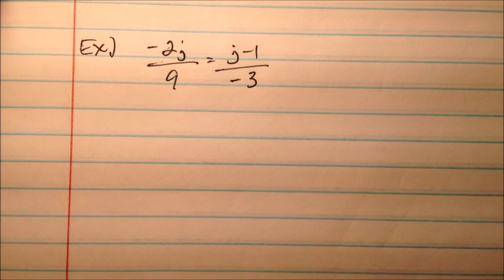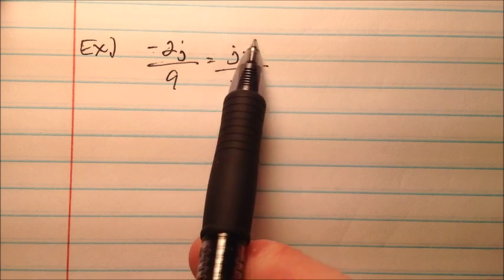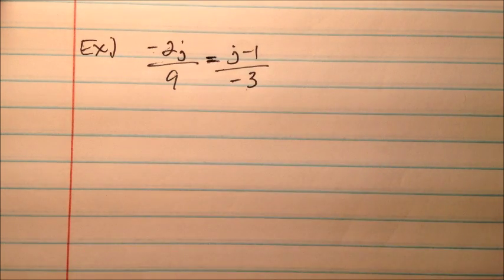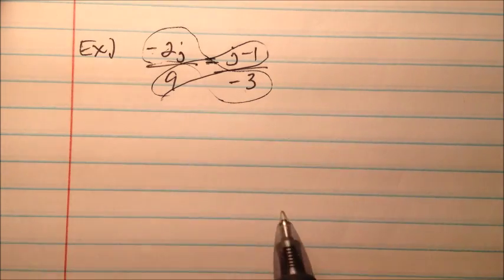In our fifth and final example, I have negative 2j over 9 is equal to the quantity j minus 1, and that's divided by negative 3. So again, we have our variable in multiple places. So let's go ahead and use cross products again.